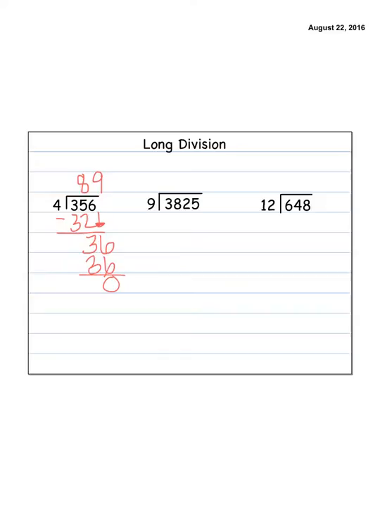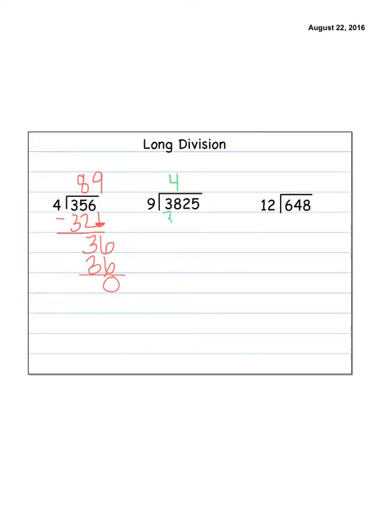If we look at 3,825 divided by 9, we always say the number inside the box divided by the number outside the box. So 3,825 divided by 9. 9 cannot go into 3. 9 can go into 38 4 times. I put the 4 right above the 8, so it's nice and neat and organized.